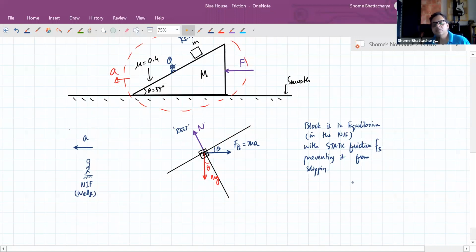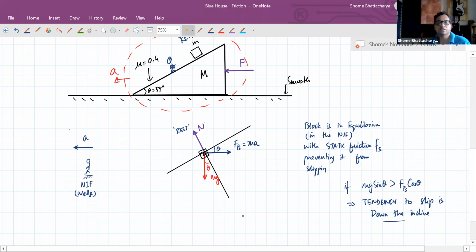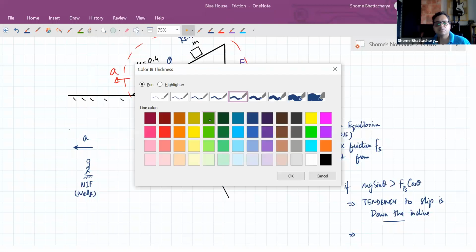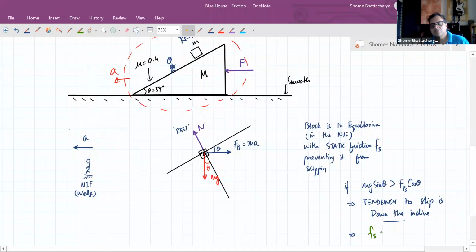So here you can see that if mg sin theta is greater than the pseudo force's cos component, okay, then the tendency to slip is down the inclined surface. So the tendency of slipping is along mg sin theta. So then what will happen? Static friction will act up the inclined plane because static friction is preventing slipping. So static friction acts up the inclined plane.